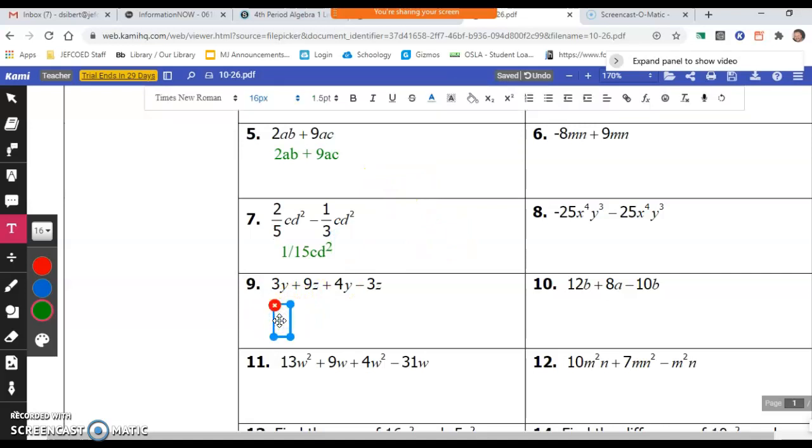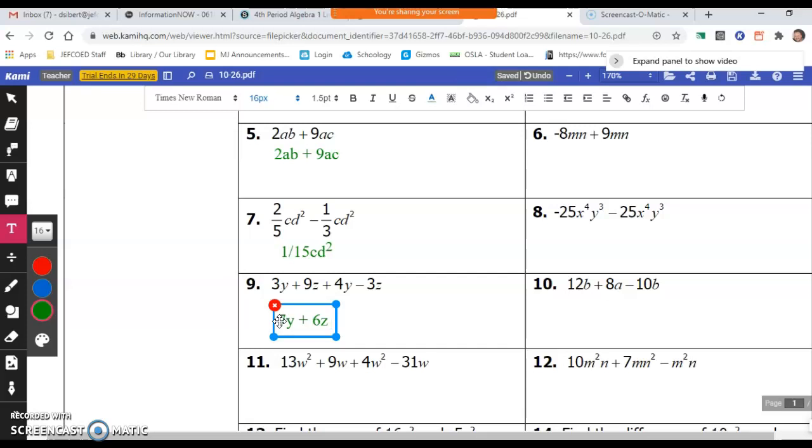All right, number 9, we have 3y, 9z plus 4y minus 3z. We've got several monomials here. But what can you combine with the 3y? 4y. So 3y and 4y is going to give you 7y. And then 9z minus the 3z is going to give you, is that plus 6z or minus? Plus. Trick question: how do you know if it's plus or minus? If the number's what? Positive or negative.